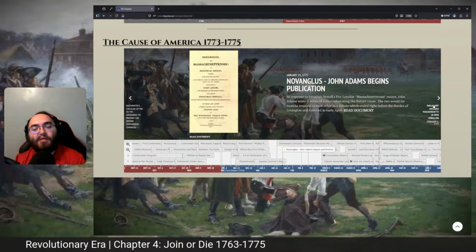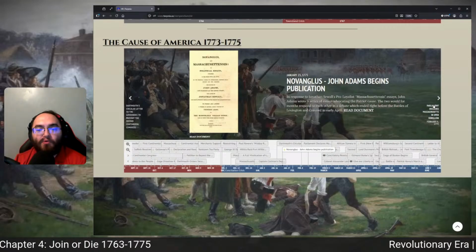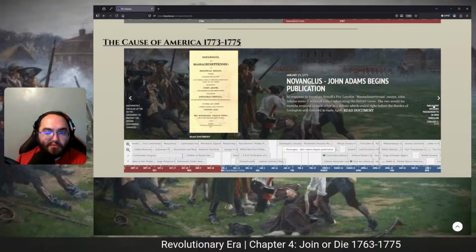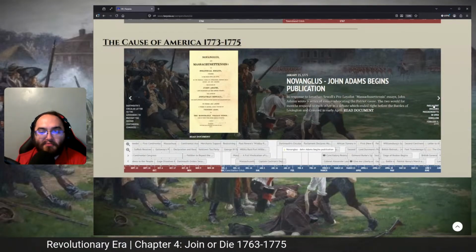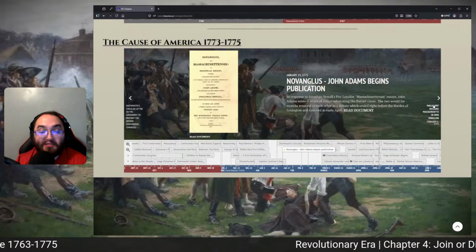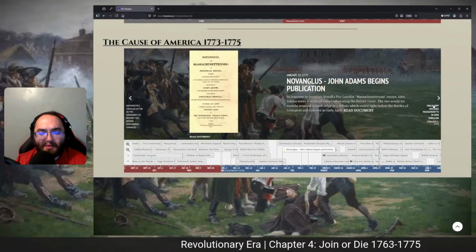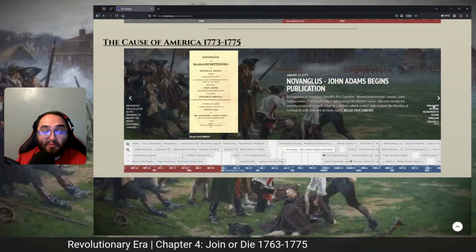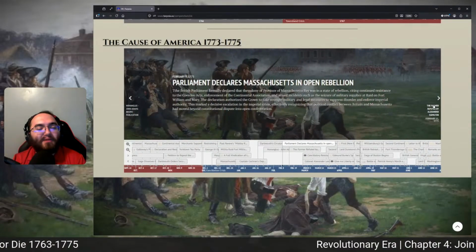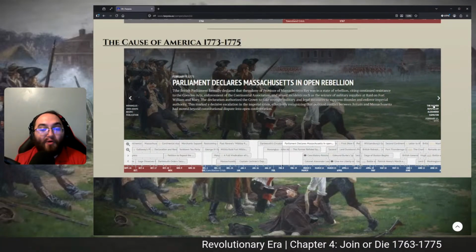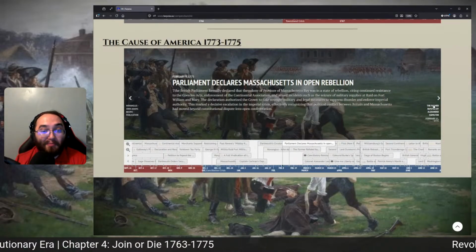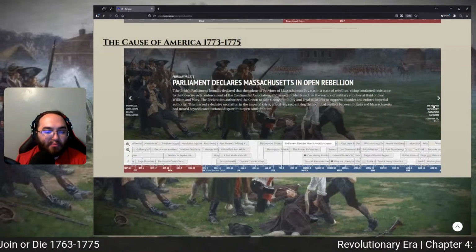Like I said, Novanglus, written by John Adams, will begin its publication, which is this debate between Massachusetts, written by Jonathan Sewall, who is a loyalist, and so it's just this debate. And the debate ends days after, or days before, Lexington and Concord in early April, which is interesting timing. Parliament declares Massachusetts in open rebellion. So this is the official start of the rebellion, at least recognized by Parliament.